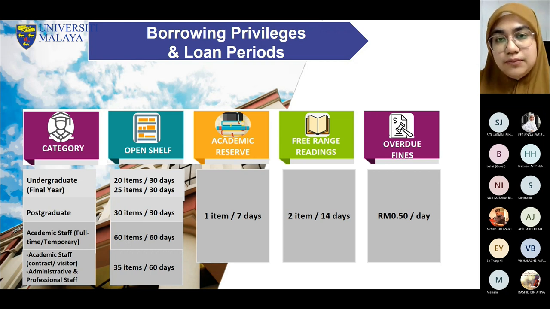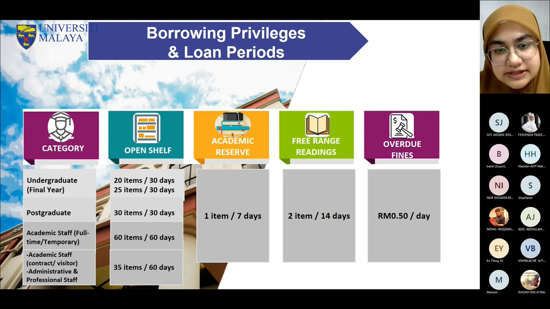I'll talk to you a bit more about renewal or extending your loans later on. Then we have academic staff, full time: 60 items at one time for 60 days. If we have contract staff, academic staff here in the session, your borrowing privileges would be 30 items for 60 days. If we do have PNP staff, administrative professional staff, non-academics, then your borrowing is 35 items for 60 days as well.